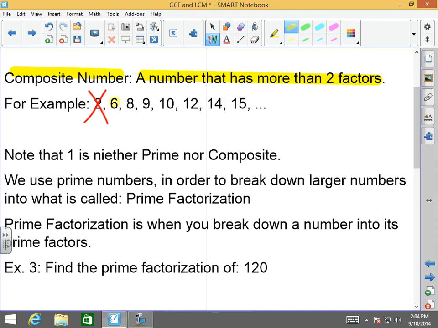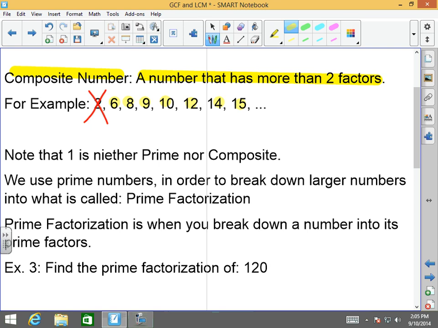But 6 is composite. 8, 9, 10, 12, 14, 15, because all of these numbers have more than 2 factors. The factors of 6 are 1, 2, 3, and 6. The factors of 8 are 1, 2, 4, and 8. The factors of 9 are 1, 3, and 9. The factors of 10 are 1, 2, 5, and 10. The factors of 12 are 1, 2, 3, 4, 6, and 12, etc. So prime numbers only have factors that are 1 and itself.